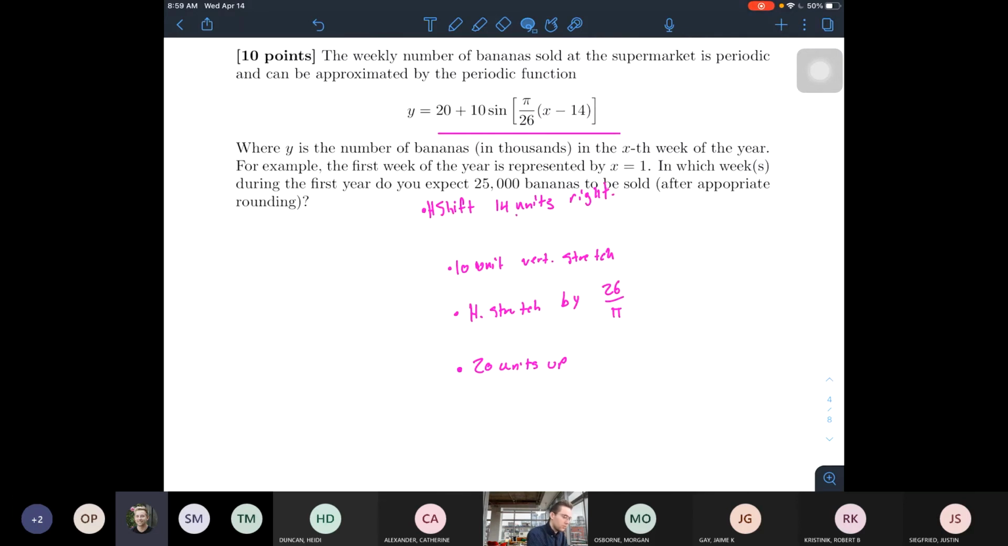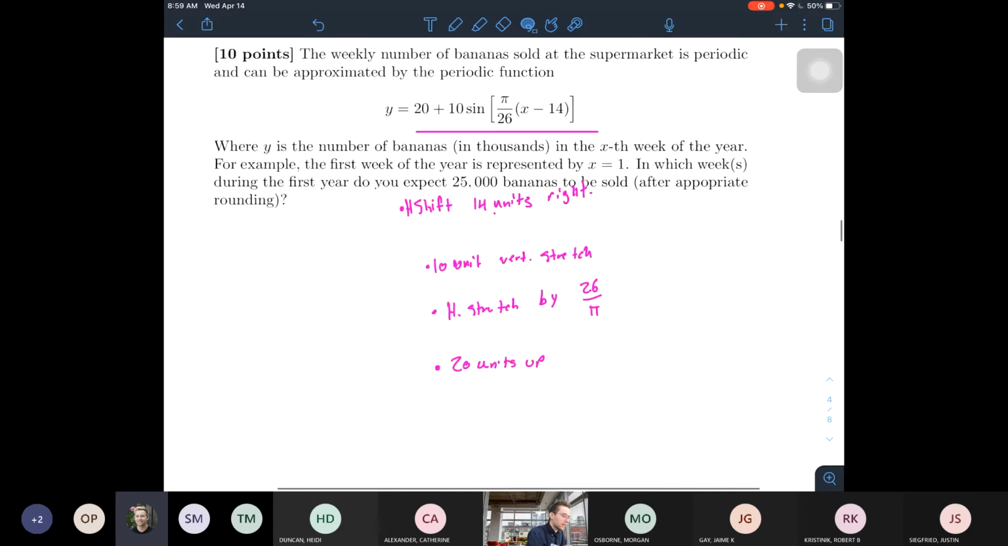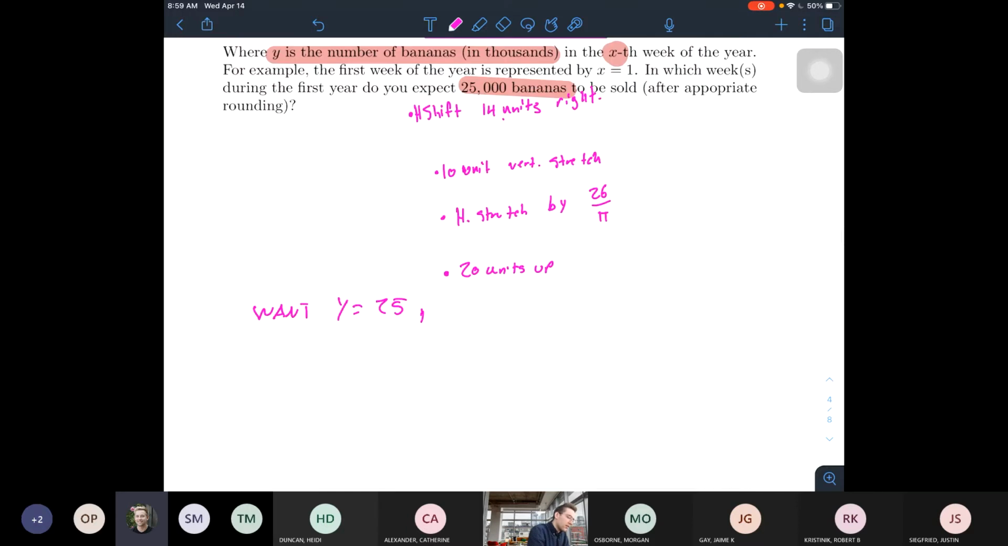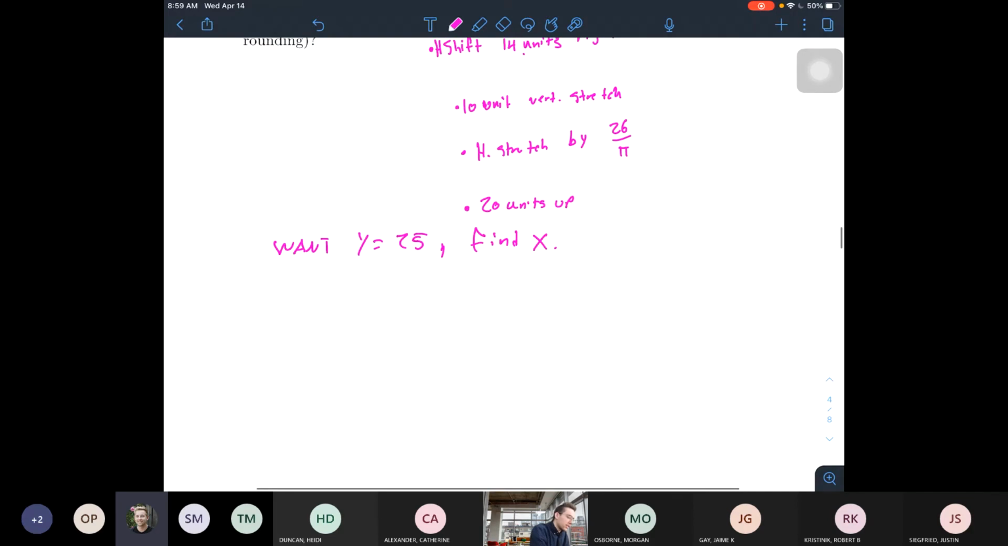Okay, so this is what this function is. And what do we want? We're supposed to find the x value which will cause y to be 25,000 bananas. Of course, y is the number of bananas in thousands. So what do we want? We want y equal to 25. Find x. So we can set up our equation.